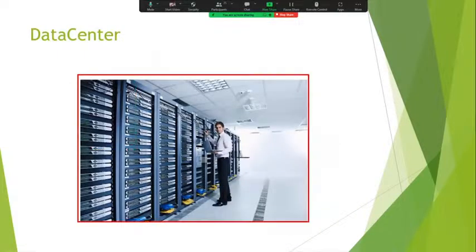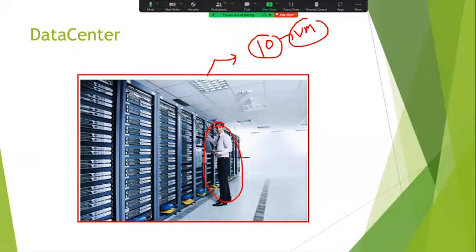For example, we are working in one organization and we got a new project where I would like to build 10 virtual machines. First step, what do we have to do? First, submit the request to the data center team. They will verify whether space is available or not. Yes, they will rack the space.